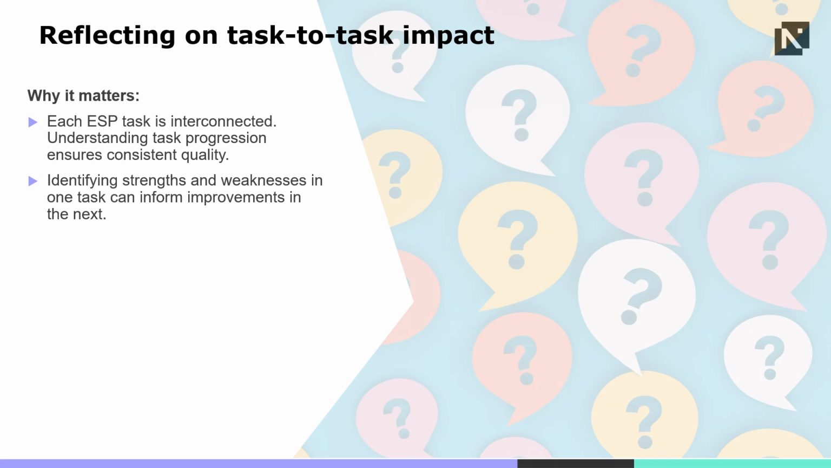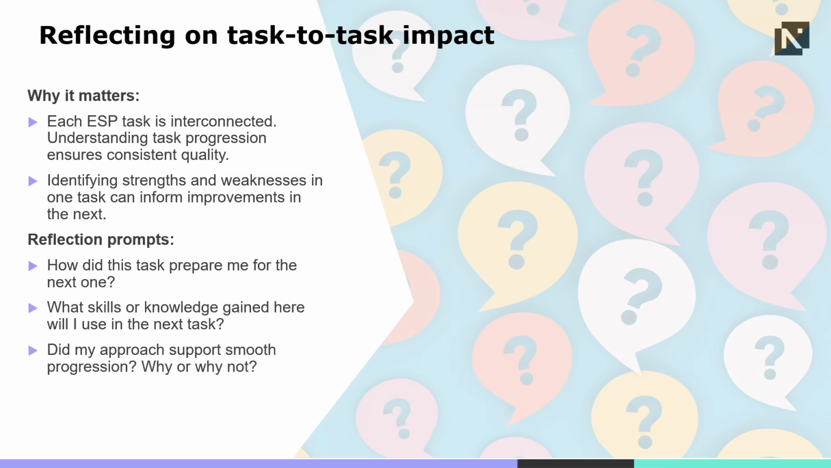Each ESP task is interconnected and understanding task progression is essential to ensure consistent quality throughout the project. Reflection allows students to identify their strengths and weaknesses in one task, which can then inform and drive improvements in subsequent tasks. By reflecting, students not only learn from their experiences but also build the skills necessary for success in the project and beyond.